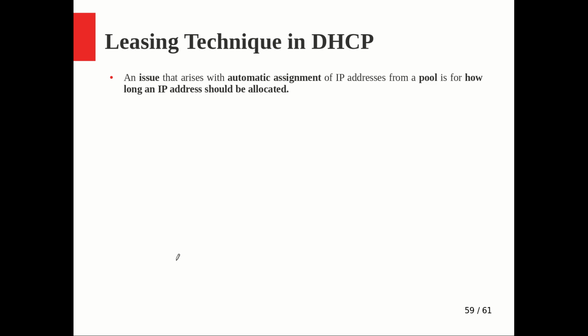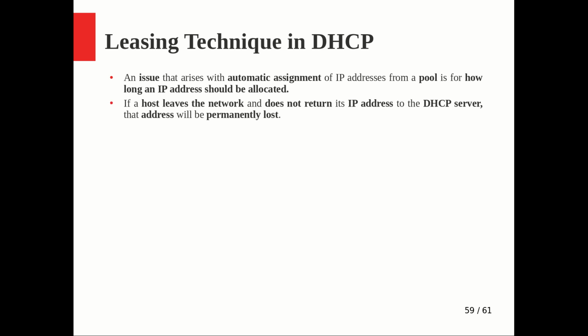Now the leasing technique used in DHCP, something we have already seen, I'm trying to give more clarification. An issue that arises with automatic assignment of IP addresses from the pool is how long an IP address should be allocated. We have seen that from a pool of free IP addresses, one will be allocated as per the requirement. After how long will you get it back into the pool? Because it's a temporary allotment only, some time restrictions were needed.